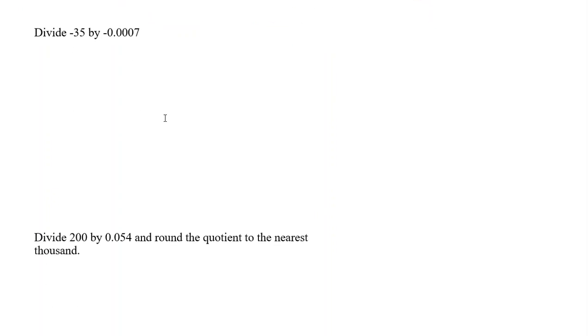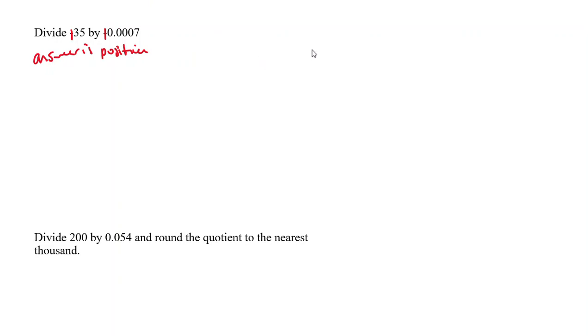Okay, let's do a couple more problems here. Divide negative 35 by negative 0.0007. The first thing to note is that we're dividing 2 negatives, so the answer is going to be positive. So I'm just going to write that down, and then I'm going to ignore the signs from now on out, so I don't need to worry about that.